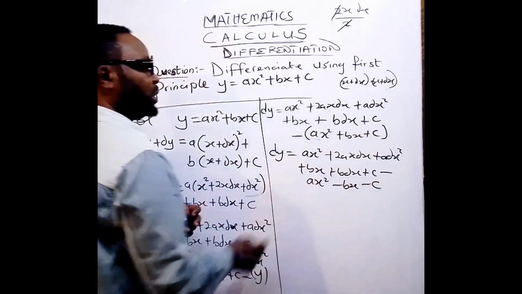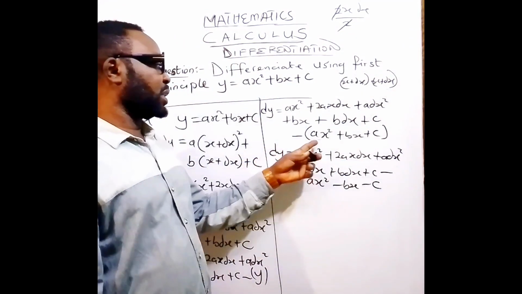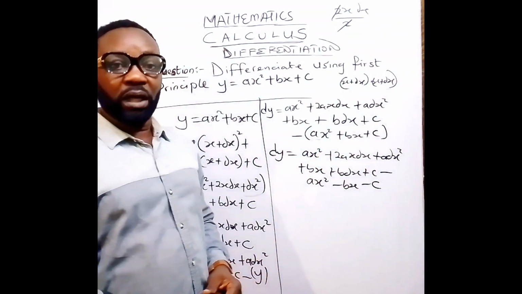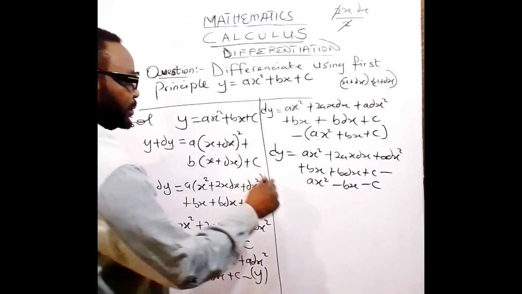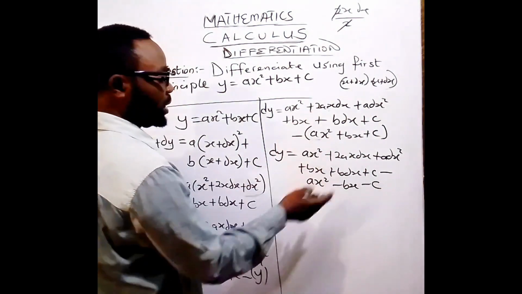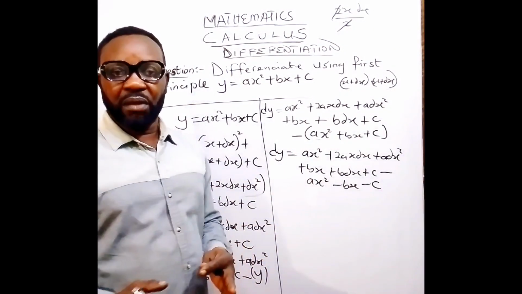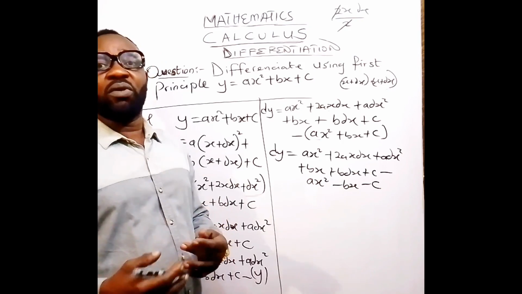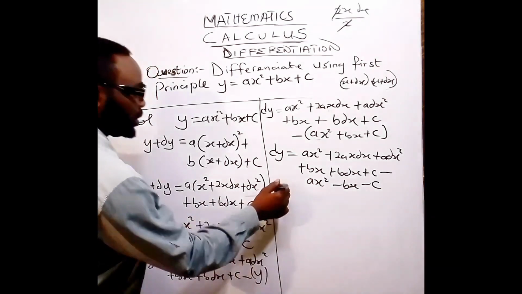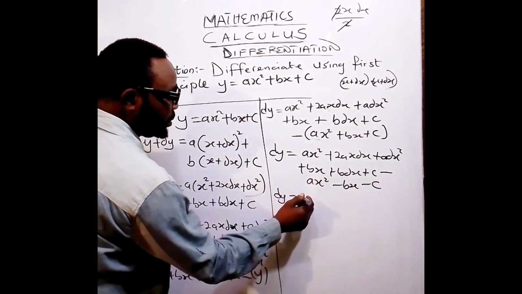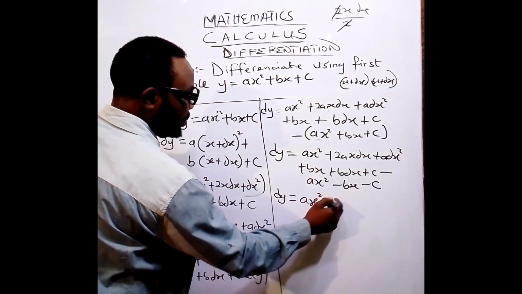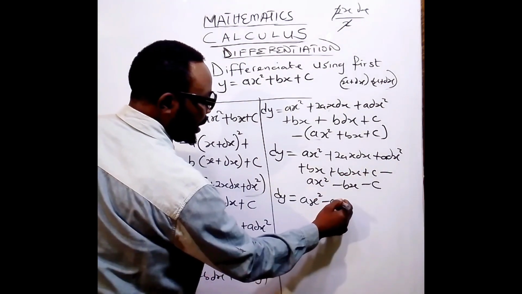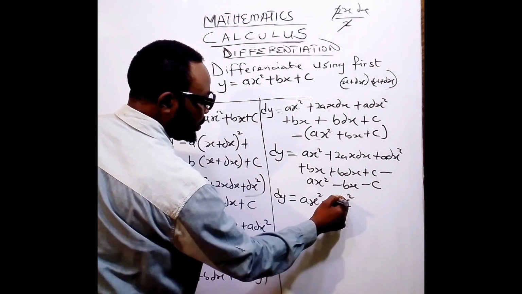You can see the effect of that negative value here. It has turned these positive signs to negative signs. Now I'm going to try to look at the terms. You can see that there are some terms that look alike there. So let's bring those terms together and see what is going to happen. Now we are going to have y equal to as squared minus as squared.